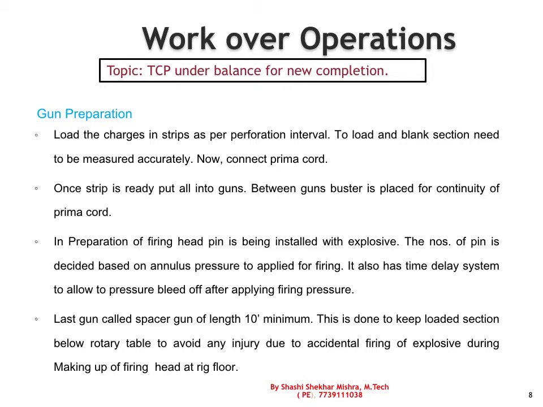Based on the loaded and blank sections to be perforated in the formation, the gun schematic is prepared, and accordingly we load the charges in the strip, and then the primer cord is connected with the strip. Once the strip is ready, we put it into the hollow carrier, that is called the gun, and between guns the boosters are placed for the continuity of the primer cord or explosive charge between the guns.